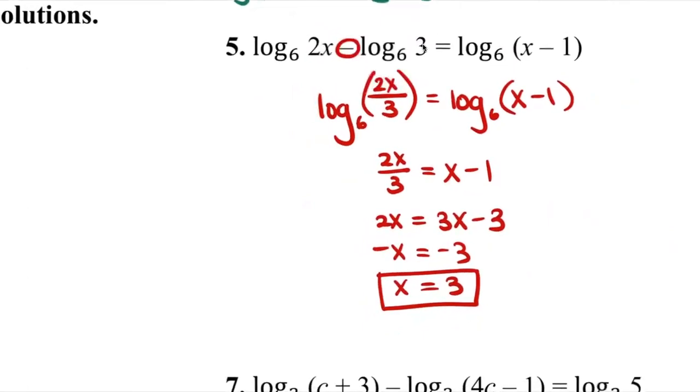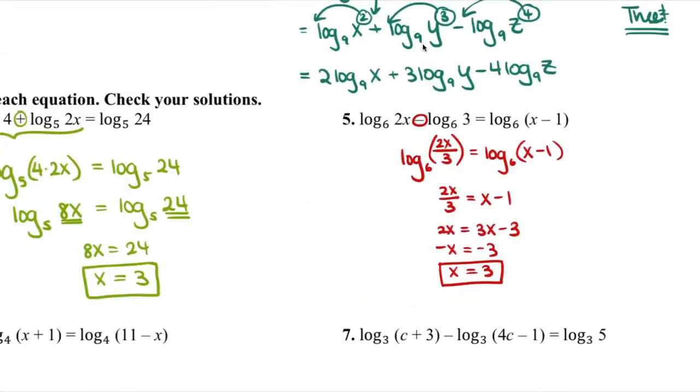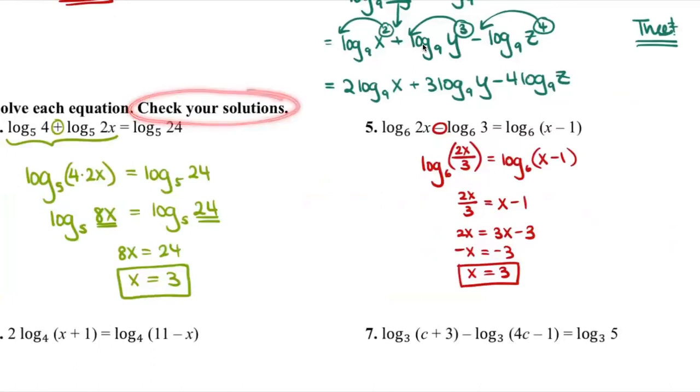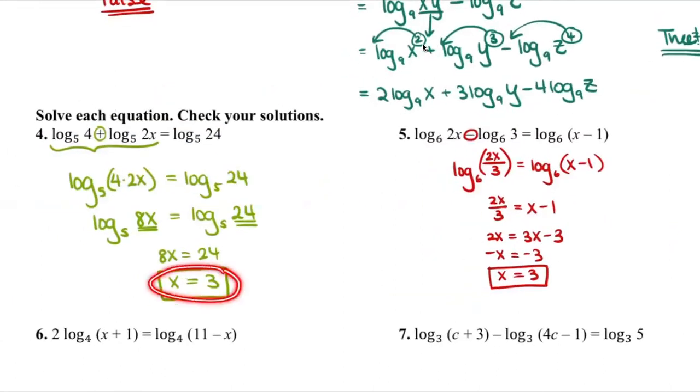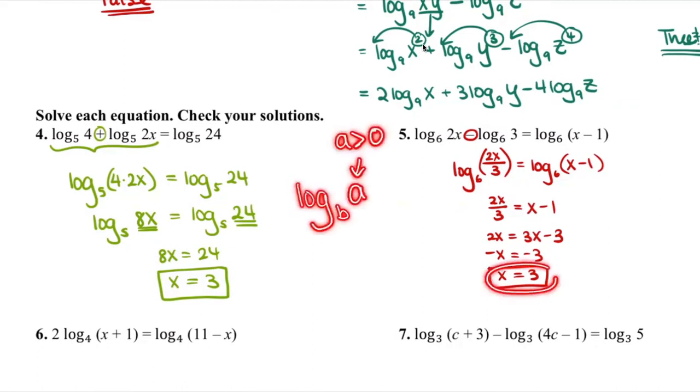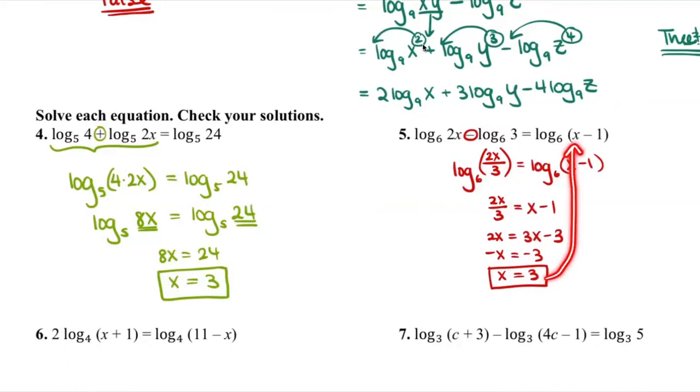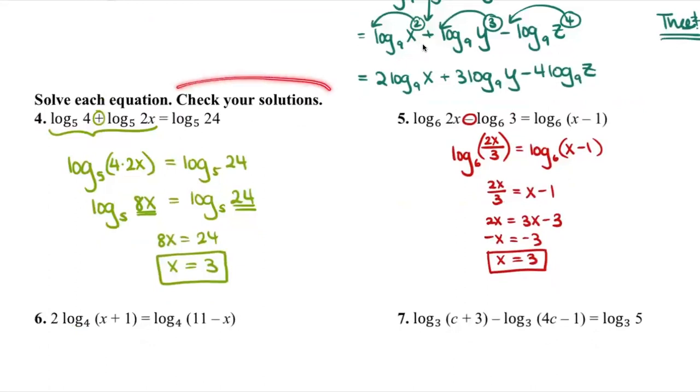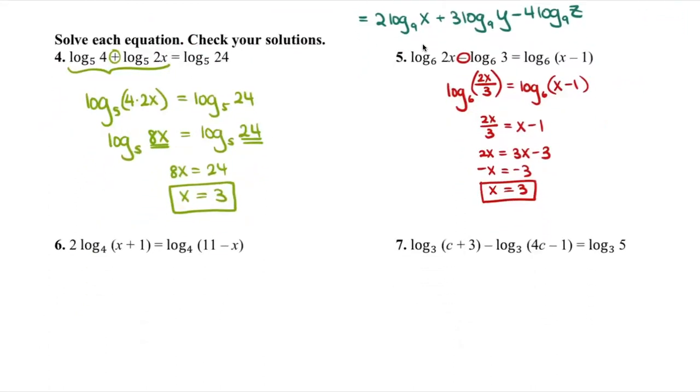Okay. And by the way, when it says to check your solutions, it's just to make sure that when you get your x, if you were to plug it back in, it doesn't make any of the arguments negative. We know that for logs, the argument a has to be greater than 0. So if you happen to get an x that, when you plugged it in, made it negative, you would actually have to toss that solution. So that's why it has this check your solution hint in the directions.